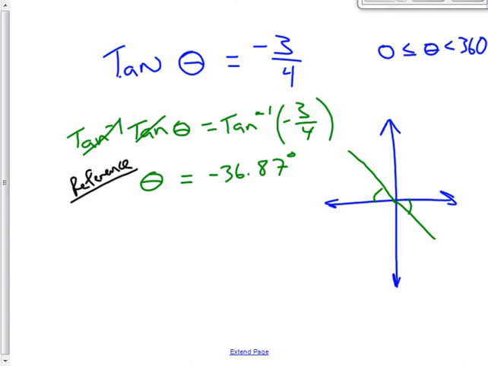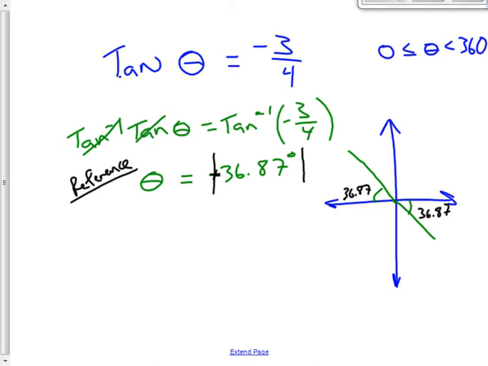So when I look at this, the angle that I'm getting from my calculator is negative 36.87, going in the negative direction 36.87 degrees. The reference angle, remember, is the absolute value of that. So I end up with a positive 36.87 here. Now, that 36.87 degrees is not my answer.